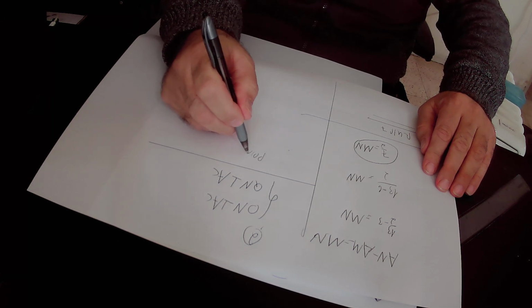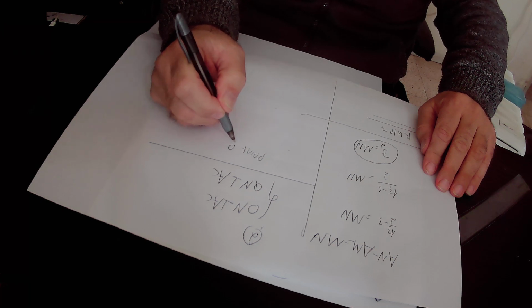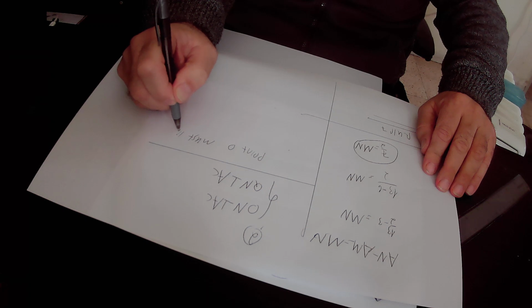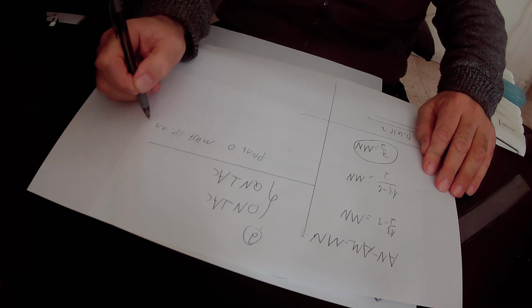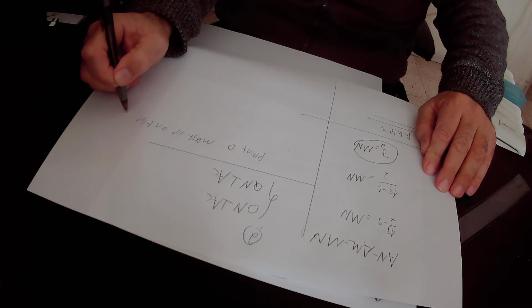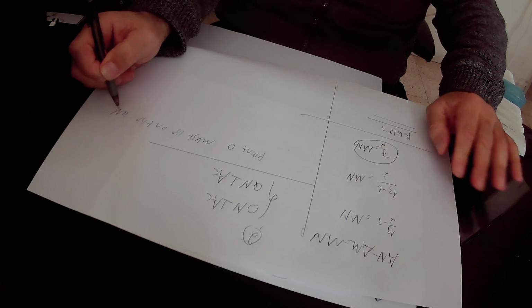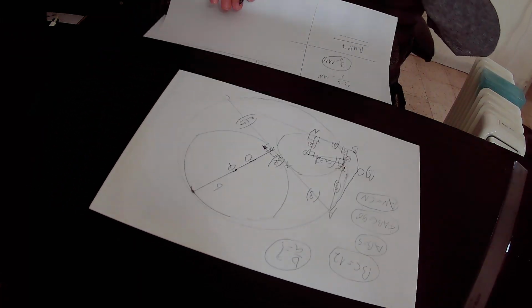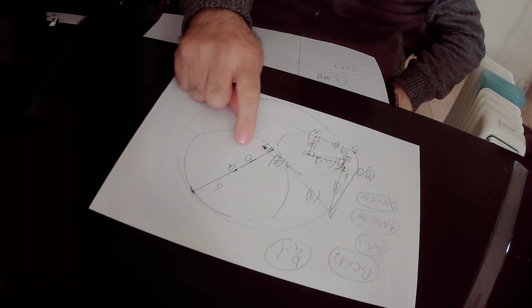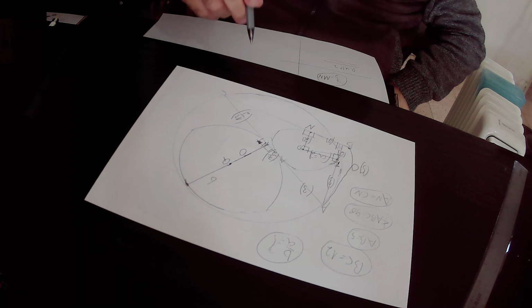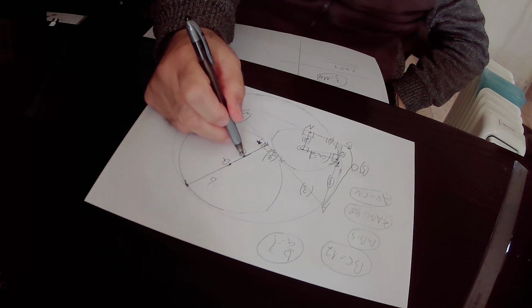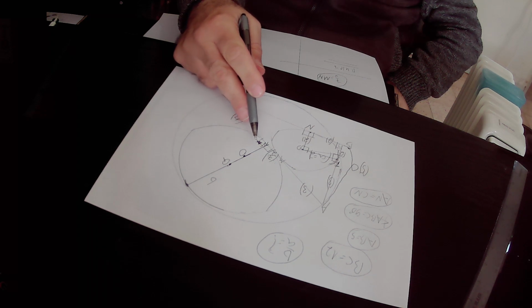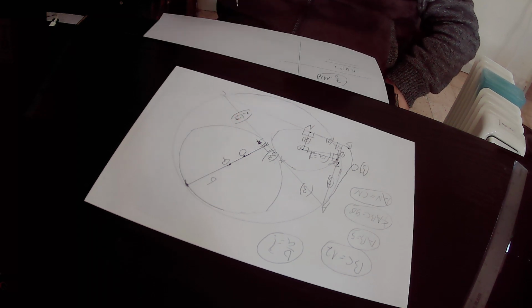point O must lie on the radius QN. And again, this is point O, that is the center of the bigger circle. This point O must lie on this radius QN of this circle. Why?